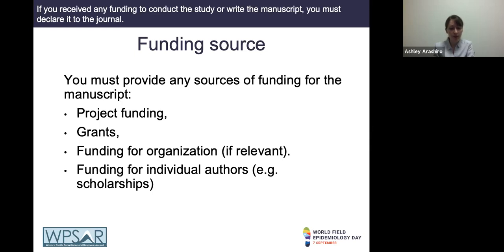It's best to include the section even if you have nothing to declare, so the editors know that you didn't just forget to include this section. If you're not sure whether you need to declare a source of funding, first check the instructions to authors, and if you're still not sure, declare it just in case, and the journal editors can let you know if it's not necessary.